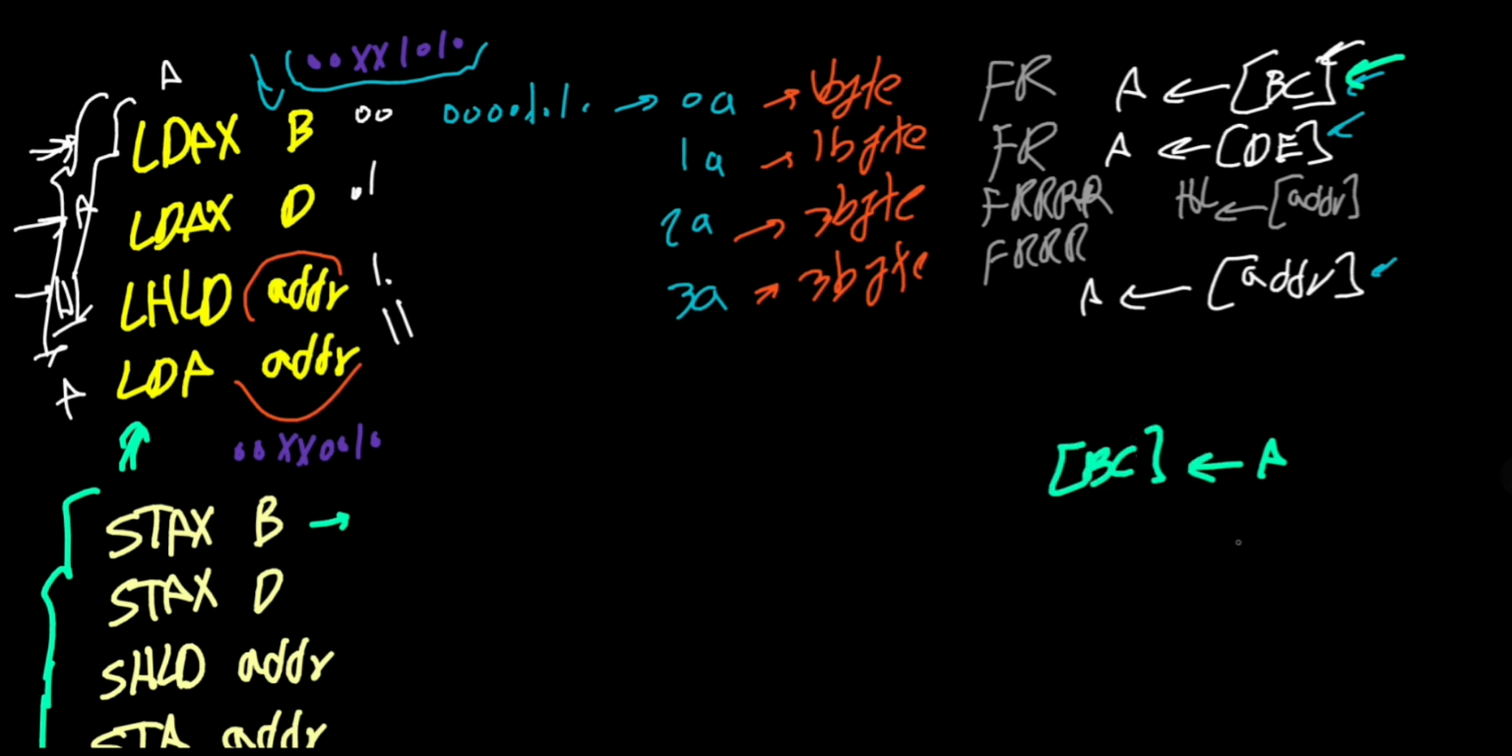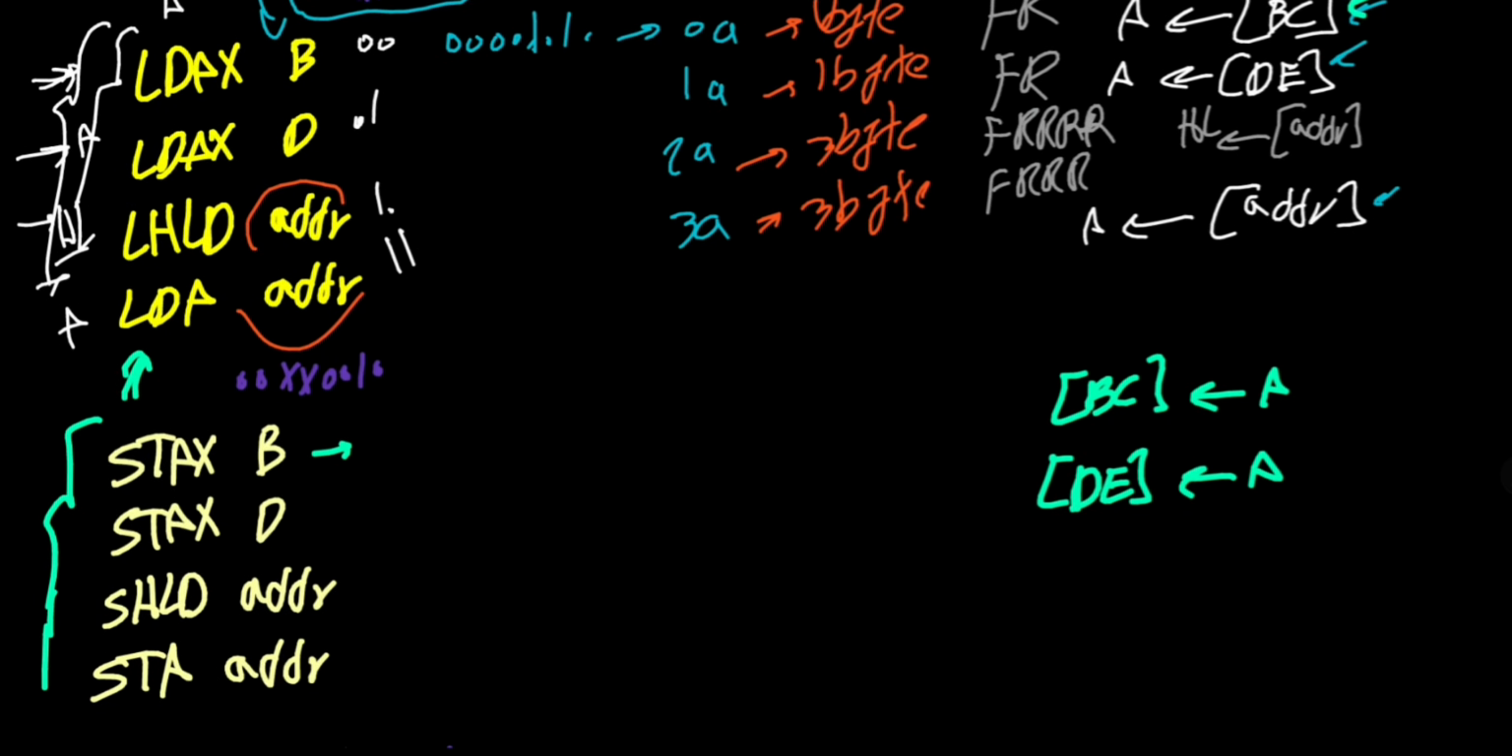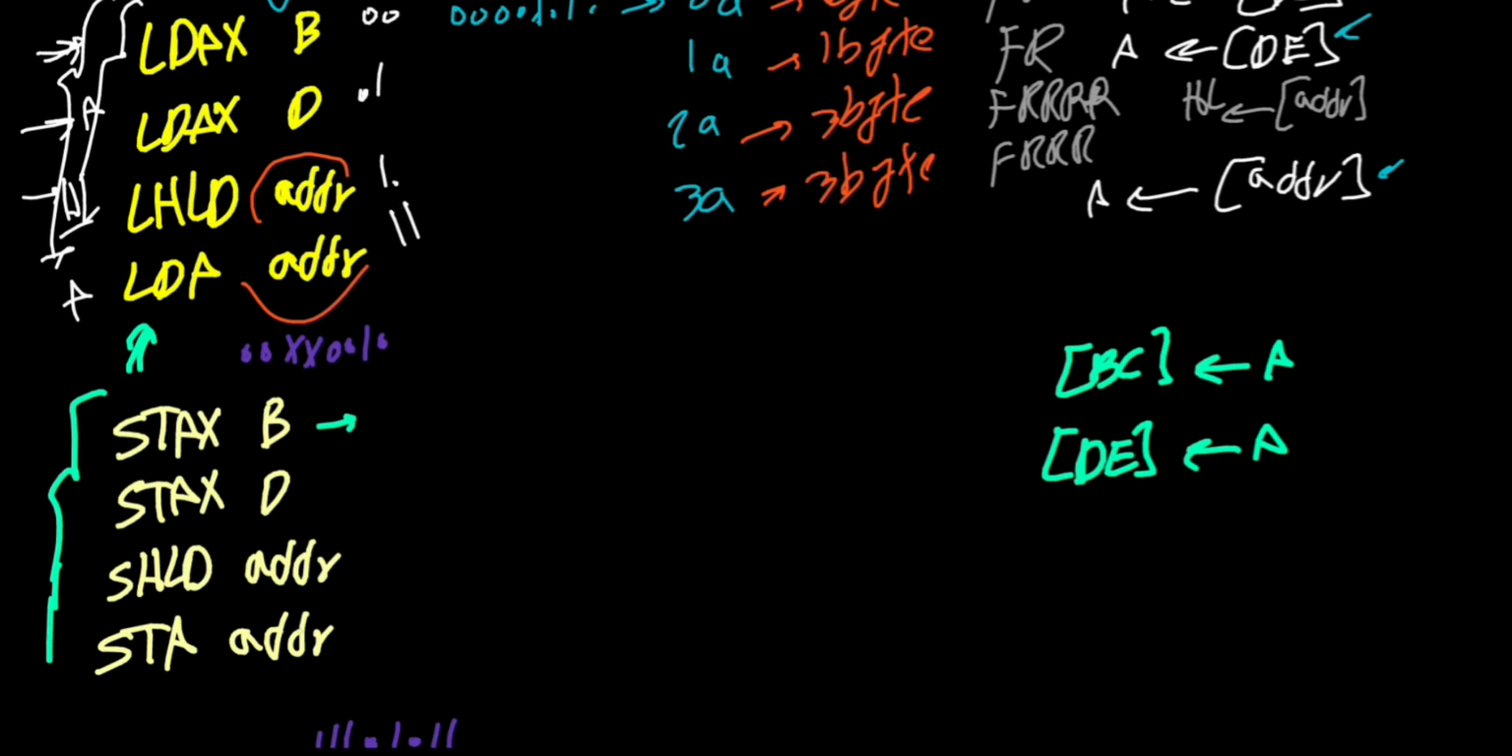The next one would be from A to a memory cell which DE on the address bus would select. Then the last one, STA ADDR, would be again from the A register to a memory cell which would be selected by the address that the programmer provides as part of the instruction.